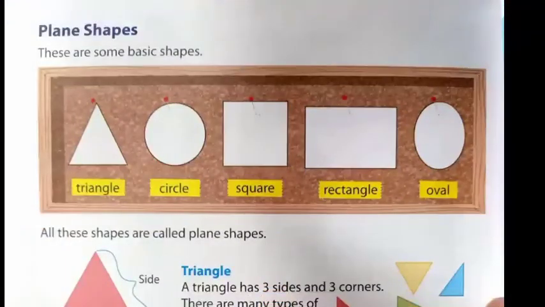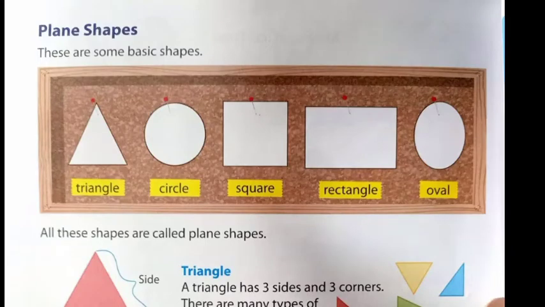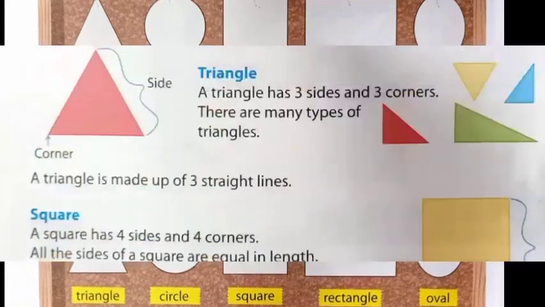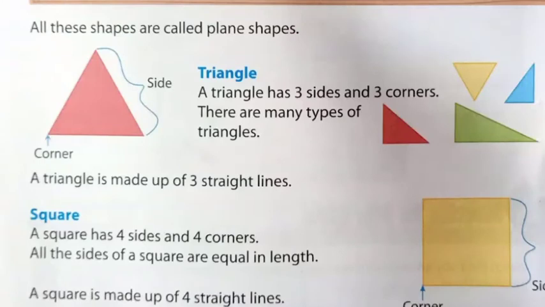This was about lines. Now let's talk about the plane shapes. These are some basic shapes given in the picture, like triangle, circle, square, rectangle and oval shapes. All these shapes are called the plane shapes. Now let's discuss them one by one. First we will discuss the triangle.